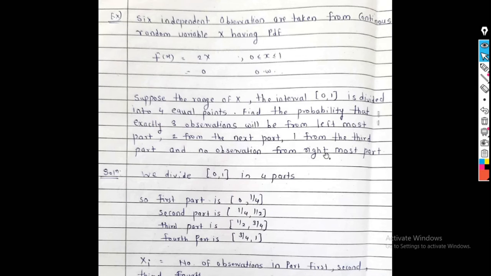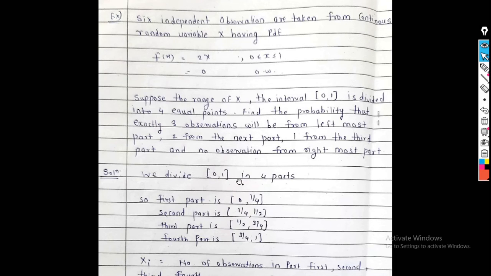That is, simply we have to divide this range 0 to 1 into 4 equal parts, and we have to find the probability that exactly 3 observations will be from the leftmost part. We need 3 observations from the leftmost part, 2 observations from the next part, 1 observation from the third part, and no observation from the rightmost part or the last part. So first, the solution. First we divide the range 0 to 1 into 4 parts.